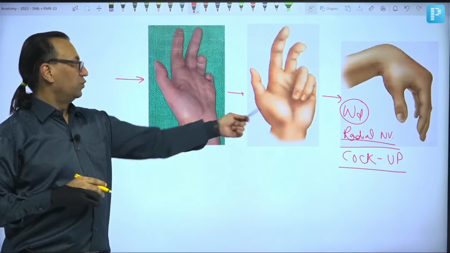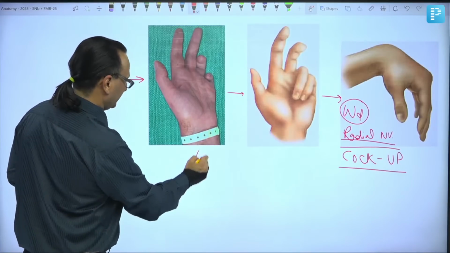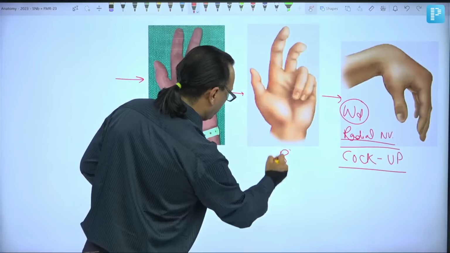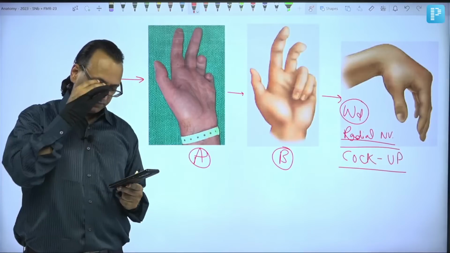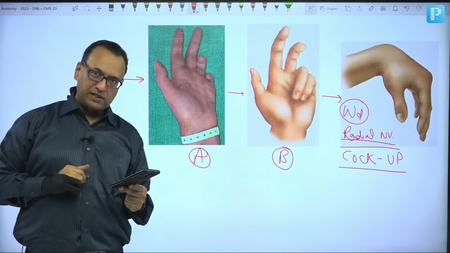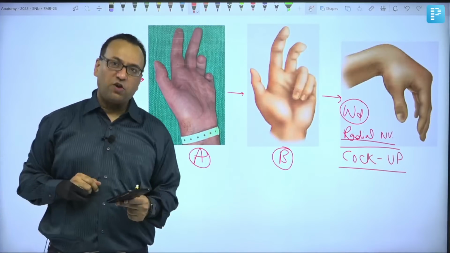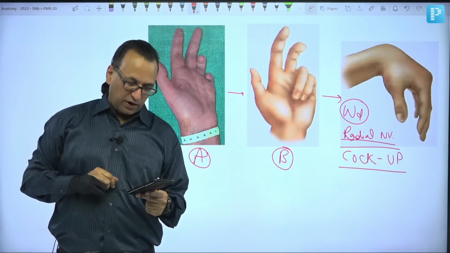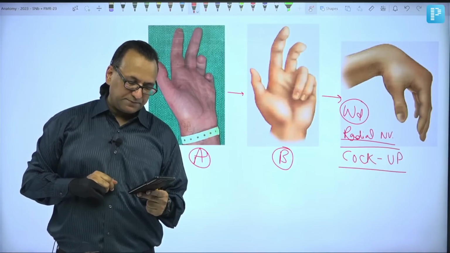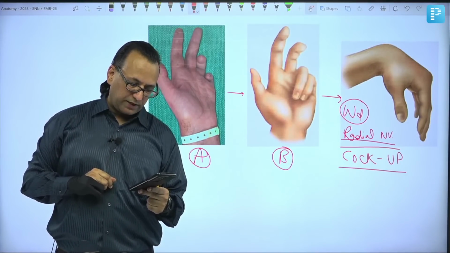But what about these two? Can you tell me, let us say this is A and this is B. So in A, which nerve injury? One is claw hand. Which claw hand? Two is Benedict sign. Okay, the first pick is ulnar nerve injury. Okay, and the second pick is Benedict injury.